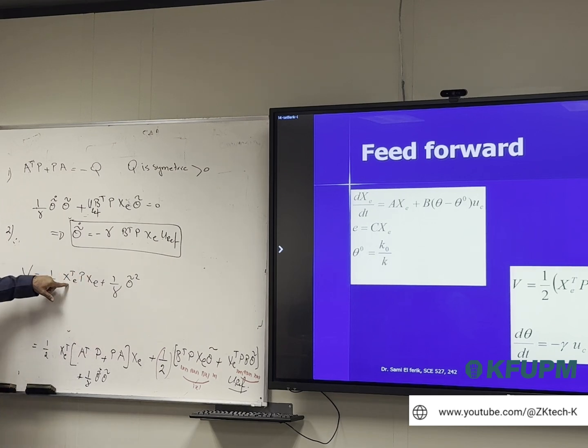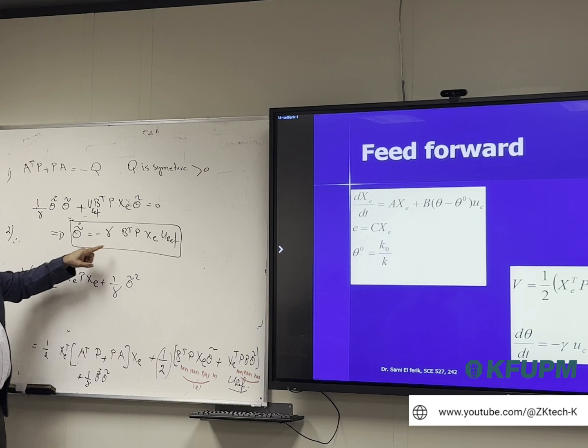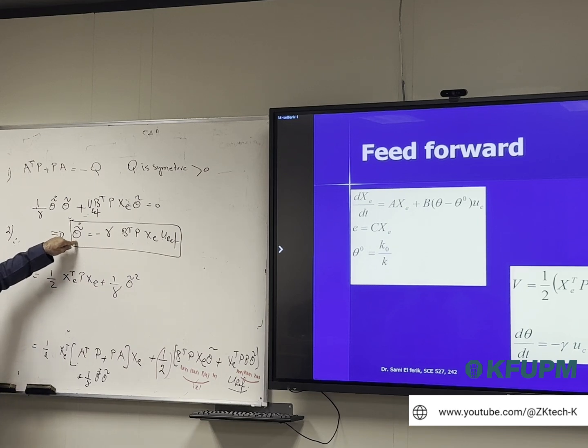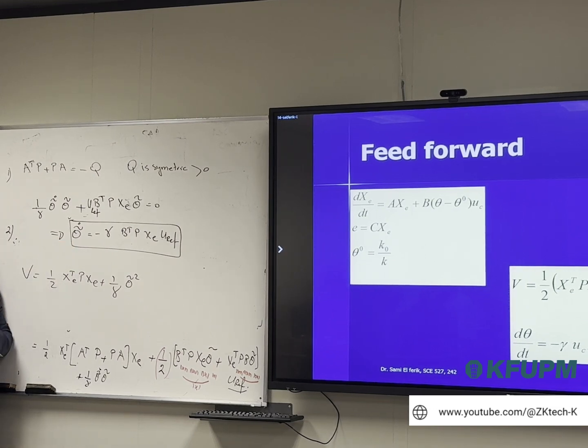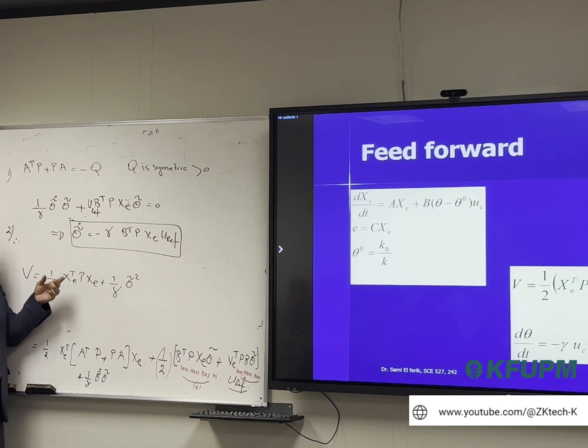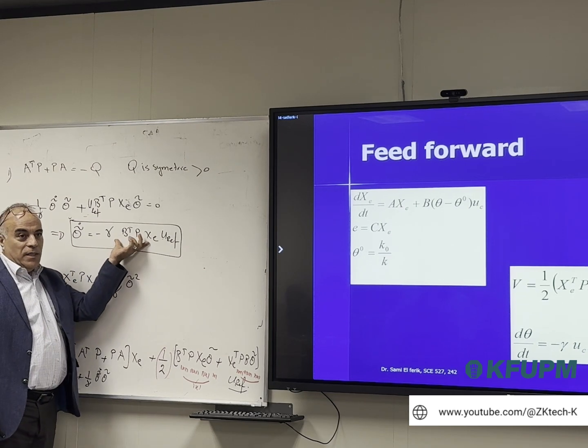If x_e is 0, it means that θ̃ prime, the derivative of θ̃, is equal to 0. Which means that θ̃ is constant. The error will converge to a constant. What you hope is that this constant is small, close to 0. It depends on the initial condition, because it integrates, so we have plus C. It depends on the initial condition for this integral, and on this term because this term is exponential.